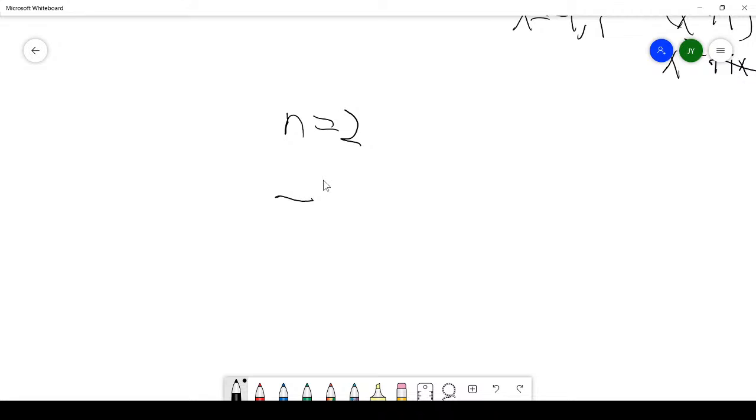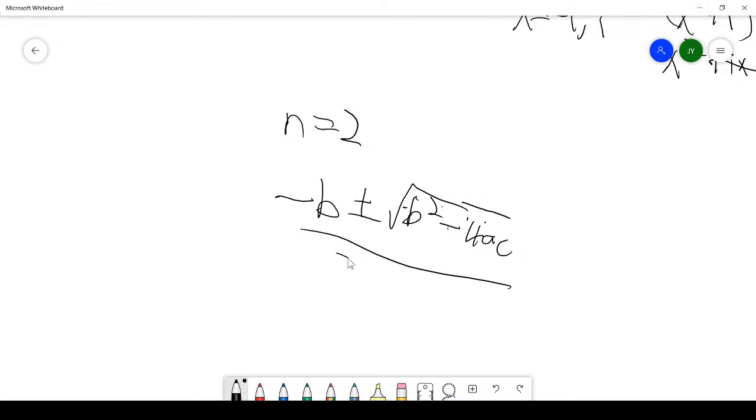If you don't remember what that is, it's... wait, give me a second. Let me double check this. Never mind, forget what I said there. This is negative b plus or minus the square root of b squared minus 4ac, over 2a.